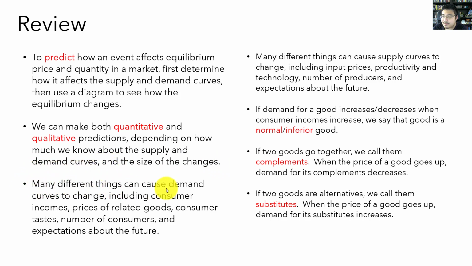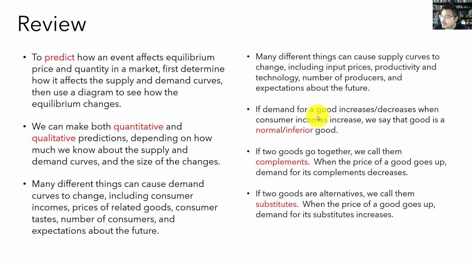Many different things can cause demand curves to change, including consumer incomes, prices of related goods, consumer tastes, number of consumers, and expectations about the future. And many different things can cause the supply curve to change, including input prices, productivity and technology, the number of producers, and again, expectations about the future. Okay? And then the last three are just definitions of different types of goods, which are useful for this kind of analysis, especially on the demand side.